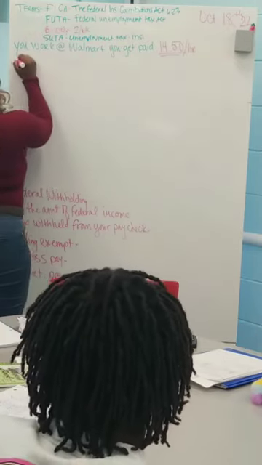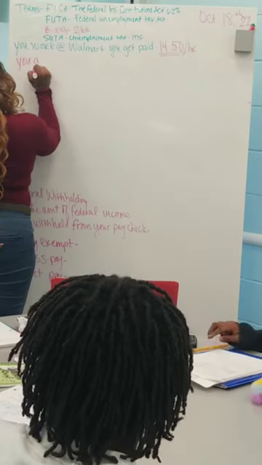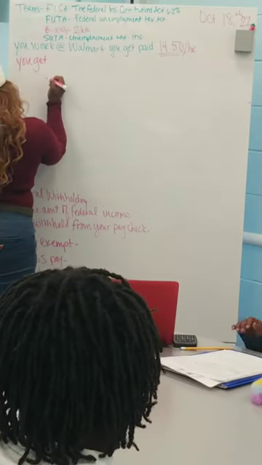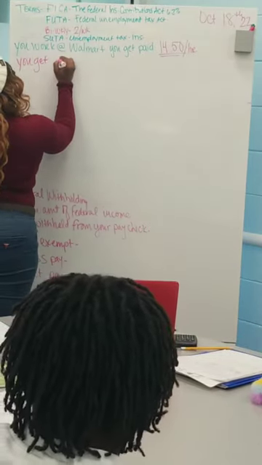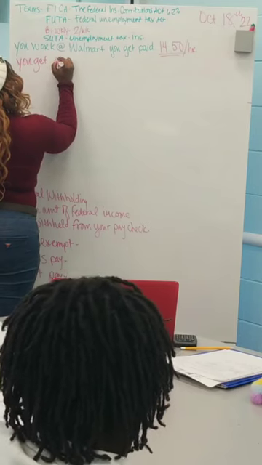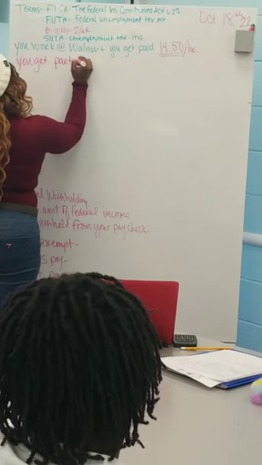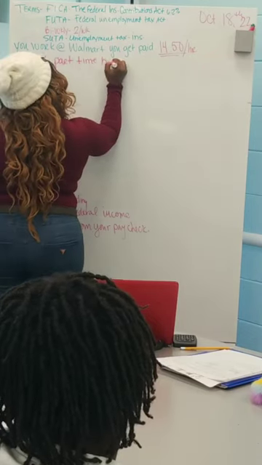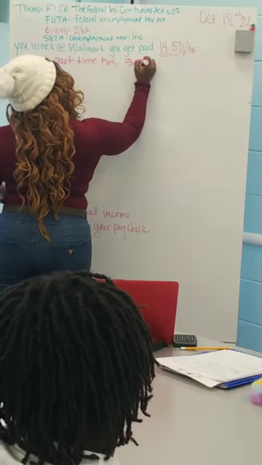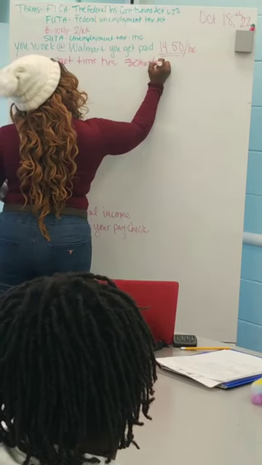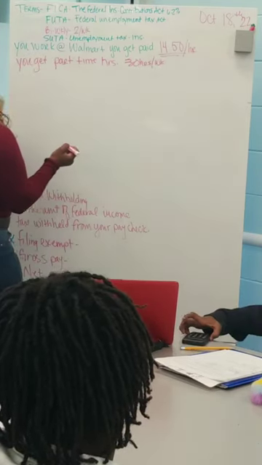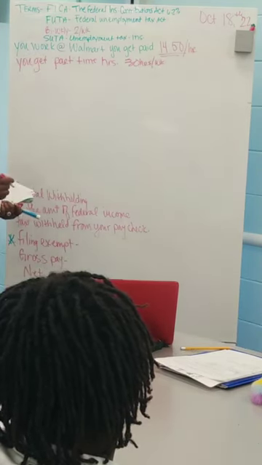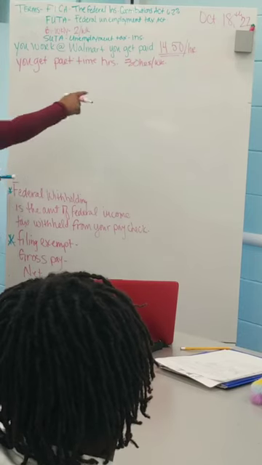So you get paid part-time hours of 30 hours per week. You gotta love how the government can hold our money. Okay. I want you to tell me how much do you make before taxes?